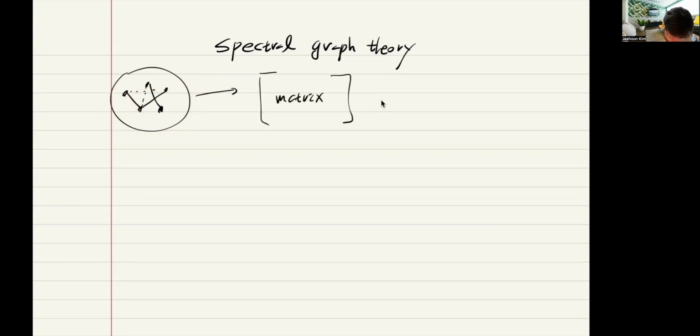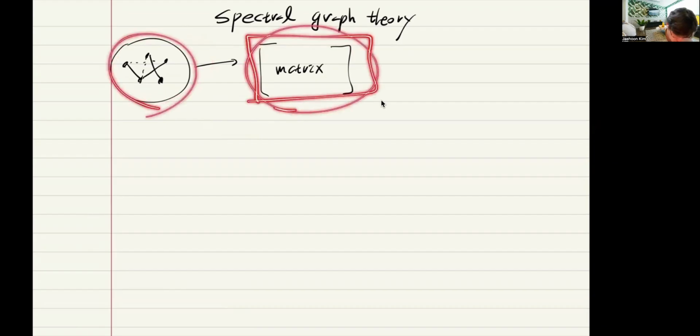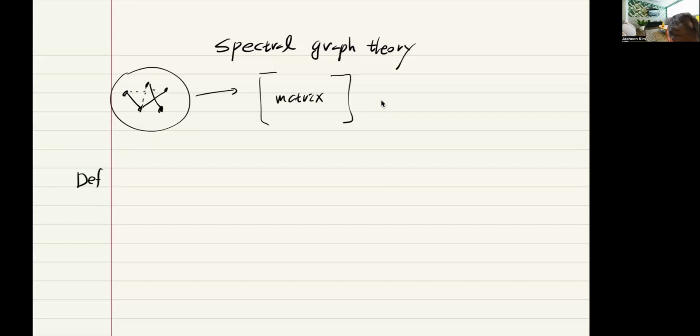So that introduces several definitions of this matrix, which are useful in different ways. Depending on how you encode it, it has full information about the graph. So we can study this matrix instead of the graph, and get some understanding of this graph. Let's first define this matrix. There are several different ways to define it, and I will introduce a few of them.